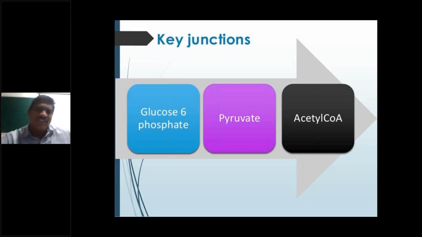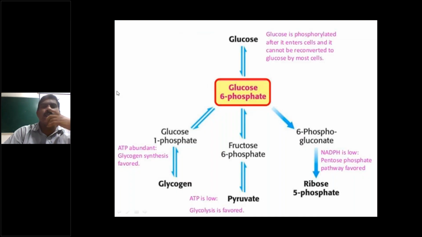So here there are certain key junctions in the intermediate metabolism. One is glucose 6-phosphate, another is pyruvate, and another is acetyl CoA. These are the key junctions.